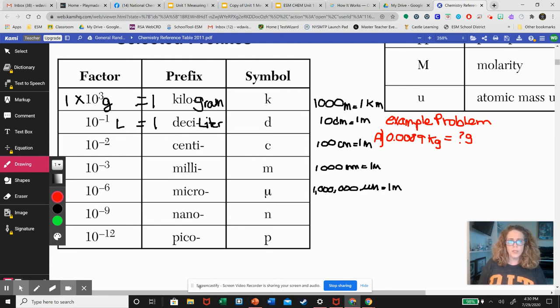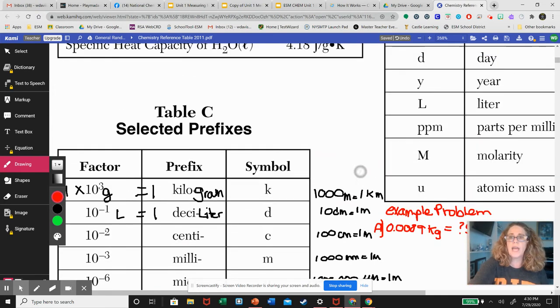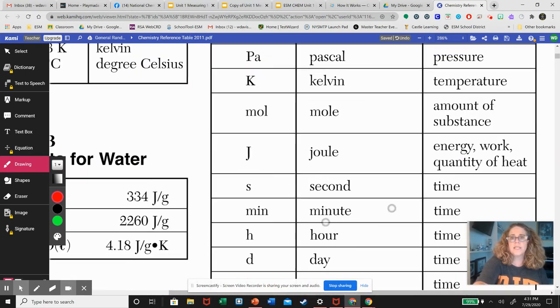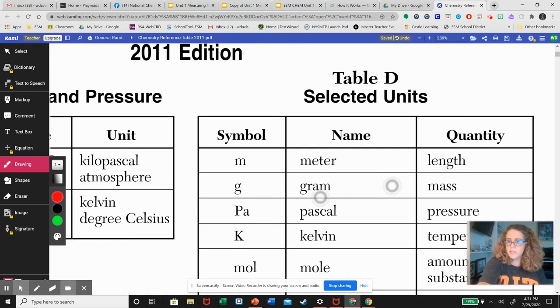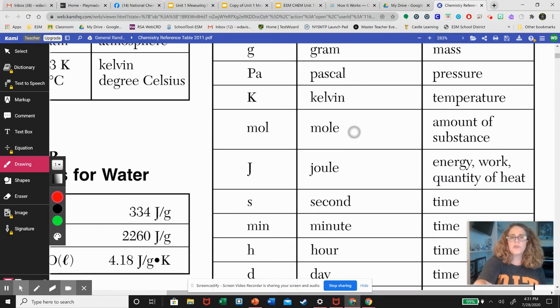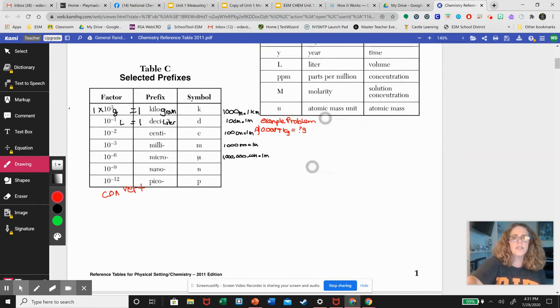Okay, so what we're going to be doing is conversions, right? So we're going to be converting between different metric units. We're not going to be converting between metric and US. You're not going to convert Fahrenheit to Celsius and so on. We're only going to be working with the metric system, which is what we have here in reference table D. Let me scroll down. Right, these are selected metric units, right? So we measure length in meters, grams, and those are our metric units. All right, so let's go down over here.